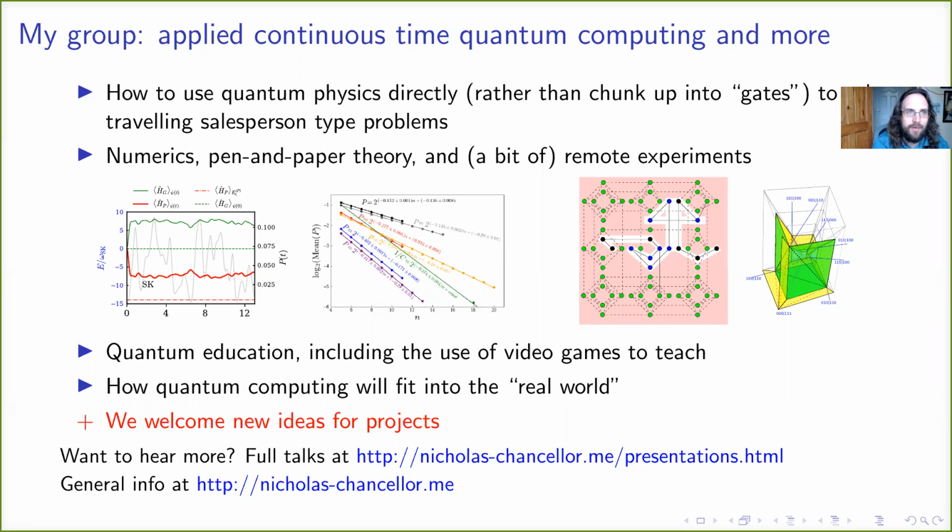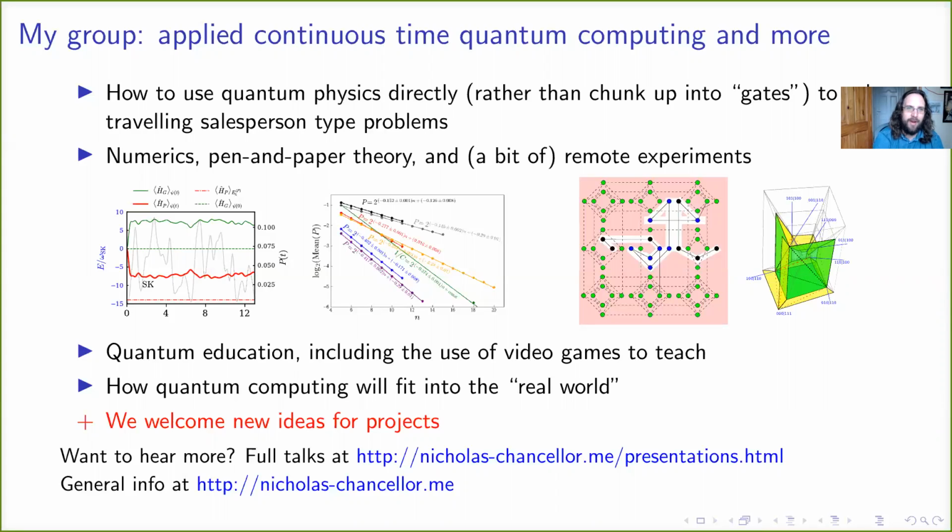So what we're interested in is applied continuous time quantum computing, plus quite a bit more. By continuous time, what we mean is rather than chunking the time evolution up into discrete gates, we want to solve by using the dynamics of just quantum Hamiltonians evolving over time. And this is typically to solve traveling salesperson type optimization problems.